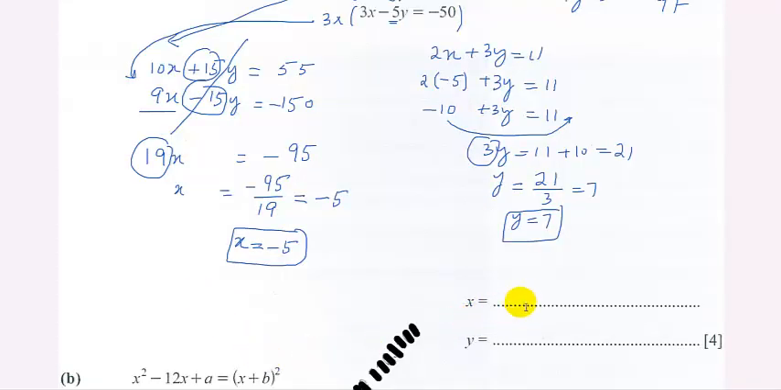Therefore, the solution is x is minus 5 and y is 7. You can check this answer with the help of a calculator at the end of the question. But you are supposed to show all these workings. Otherwise, you will not get these 4 marks. You may get only 1 mark or 2 marks.